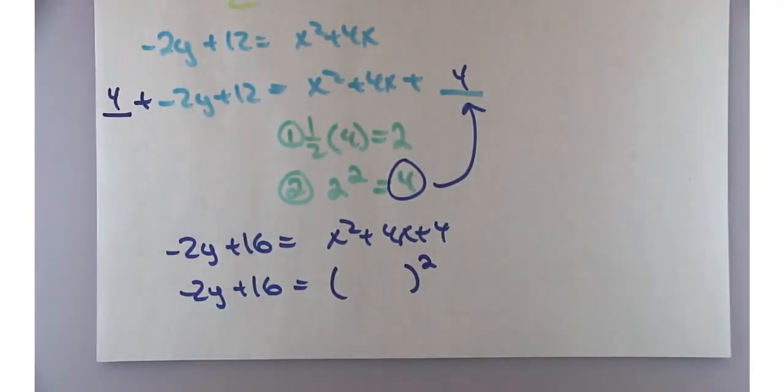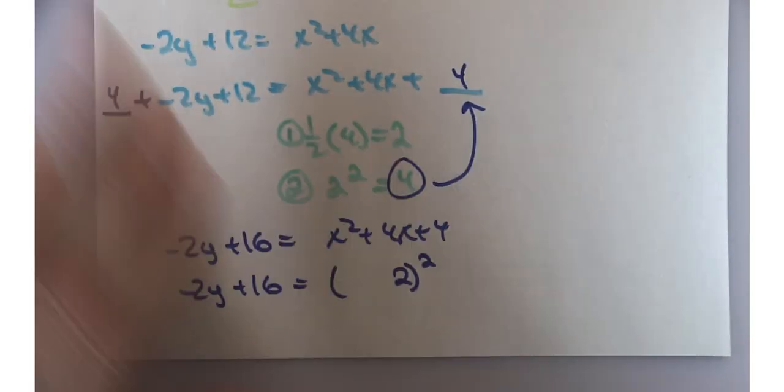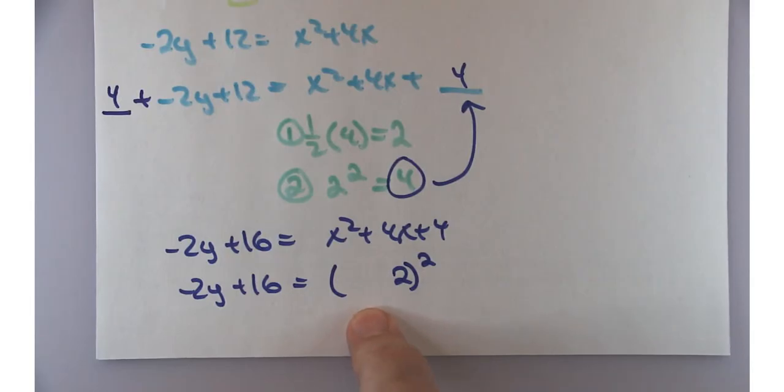Please don't just put in a 2 here. 2 squared gives me 4. It doesn't give me the rest of this. What's the complete binomial here? What do I need? Brooks, what's going to go in there?